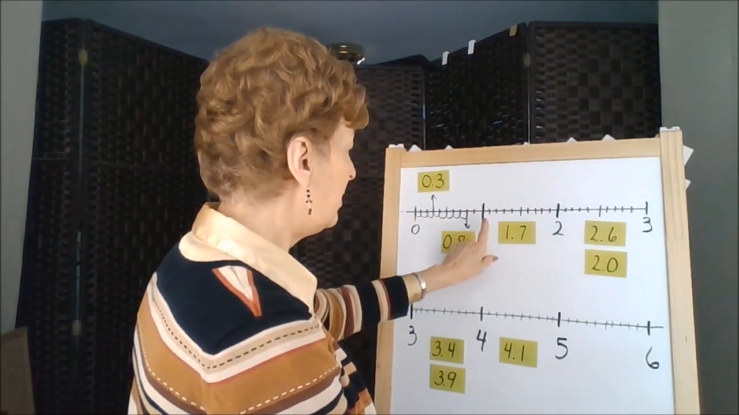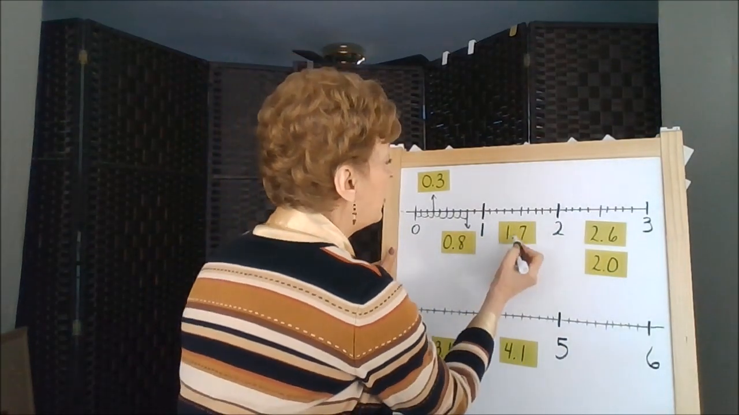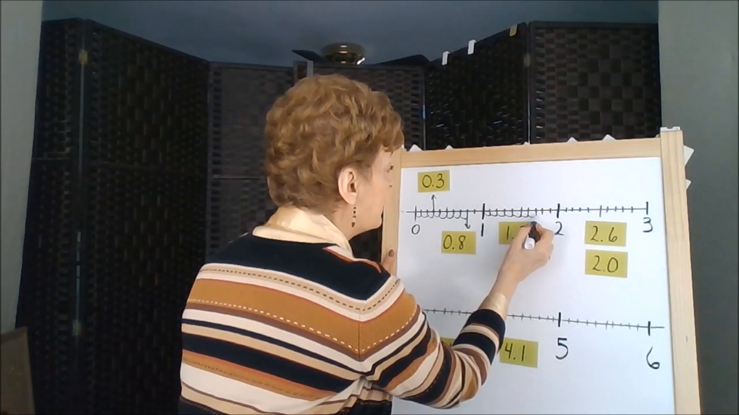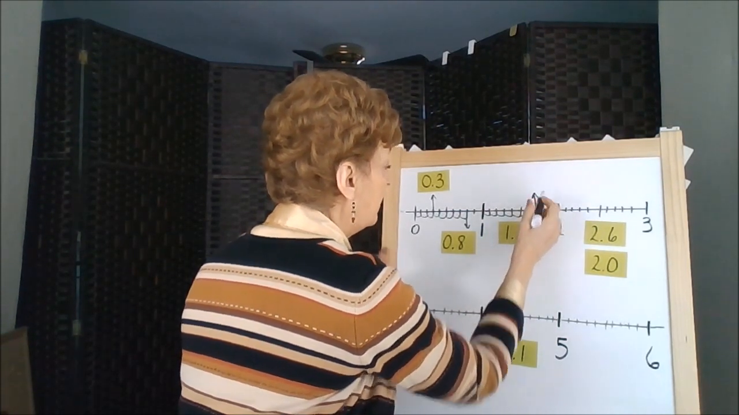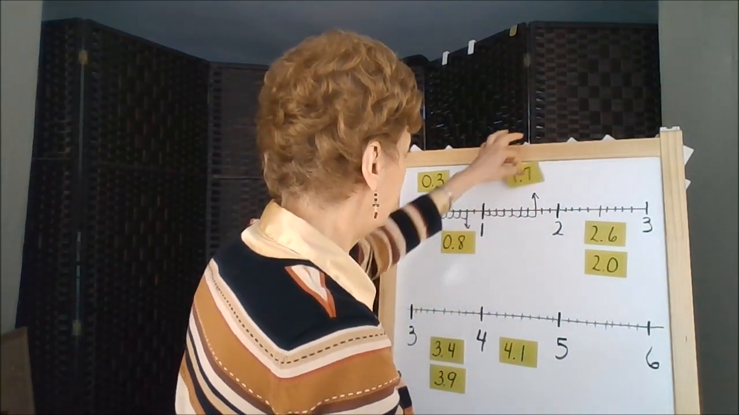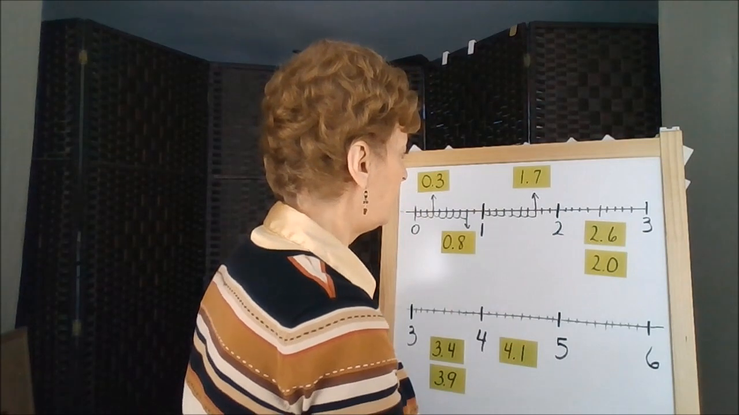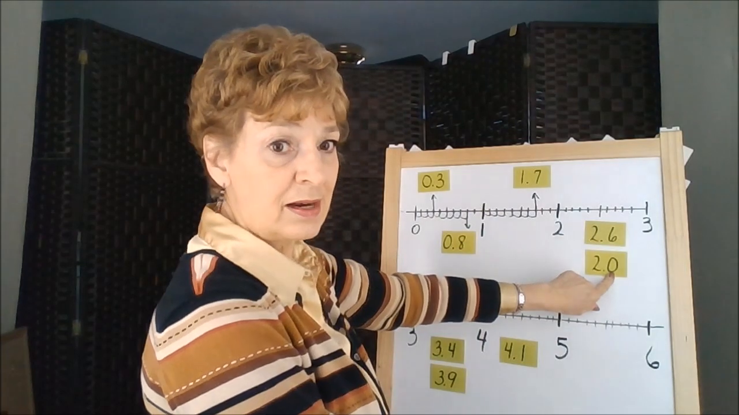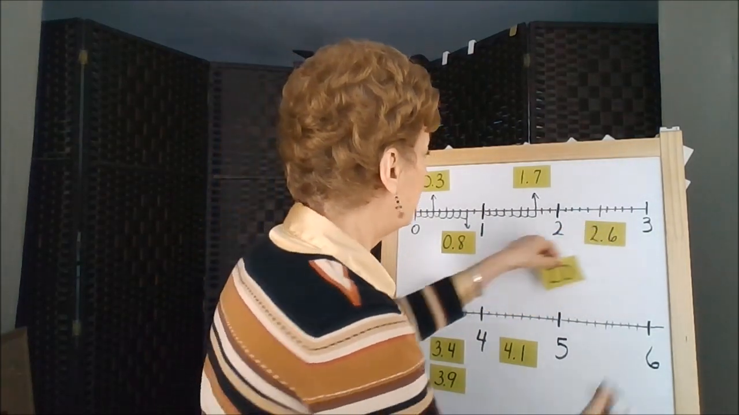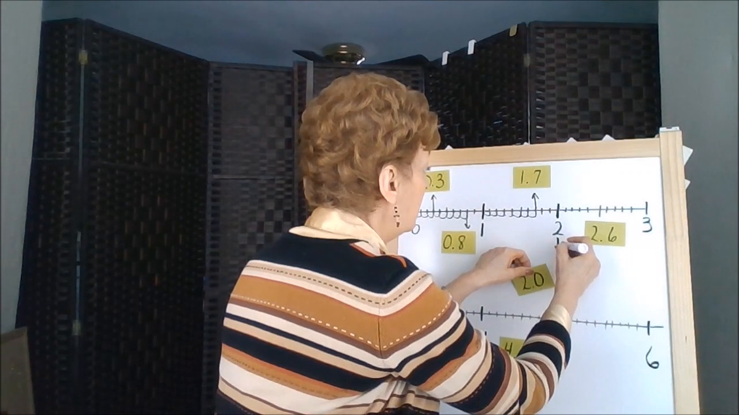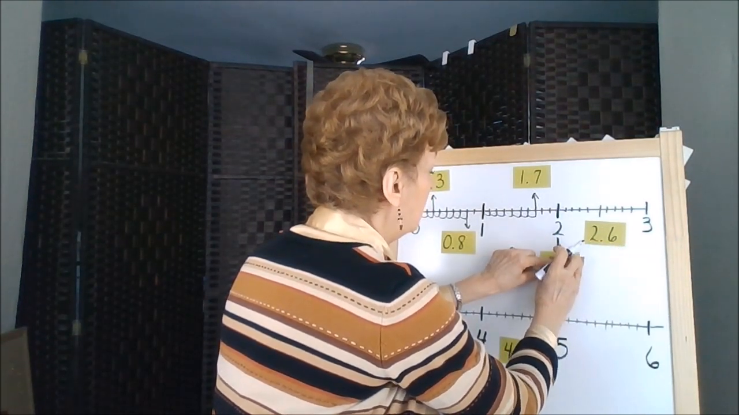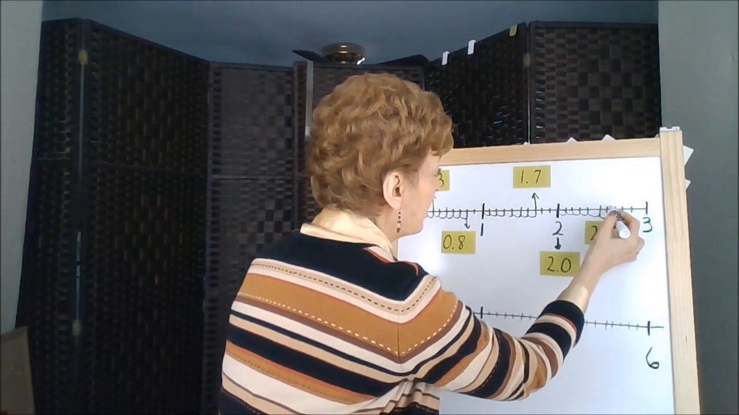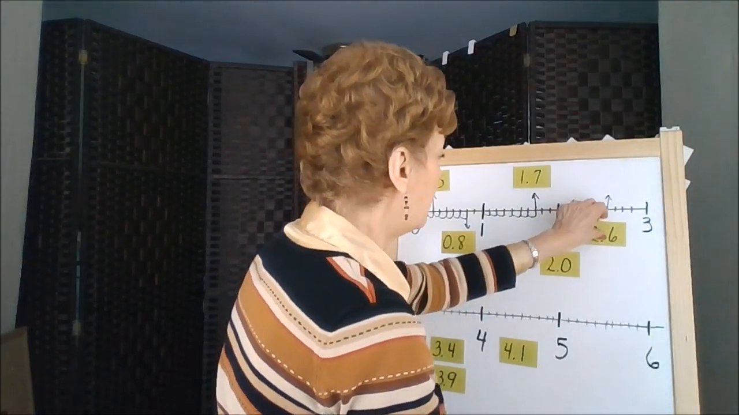This would be where our 0.8 would go. The 1.7 is between the 1 and the 2s. We're going to count over 7/10. 1, 2, 3, 4, 5, 6, 7. That one goes here. 2.0, that has no tenths at all. That is the whole number itself. So this is right by the 2. 2.6, 1, 2, 3, 4, 5, 6. 2.6 is here.